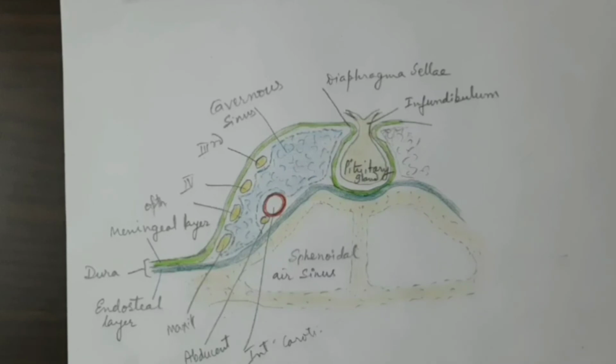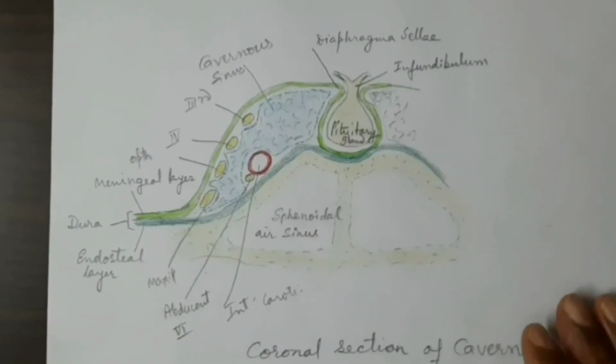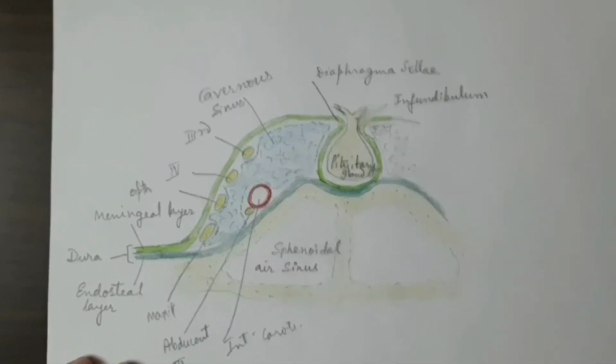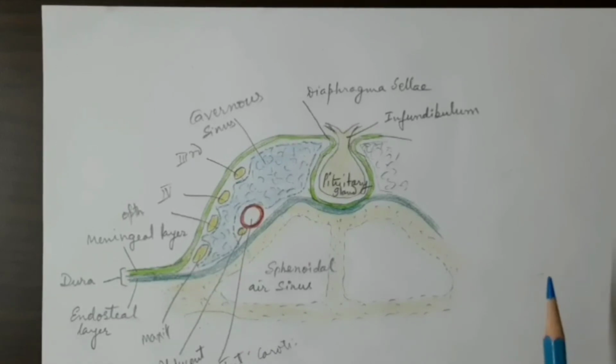Now lastly, come to the applied anatomy of this cavernous sinus. The first applied anatomy is in relation to thrombosis. Thrombosis means when the blood gets clotted within the cavernous sinus. This will be called thrombosis of the cavernous sinus.